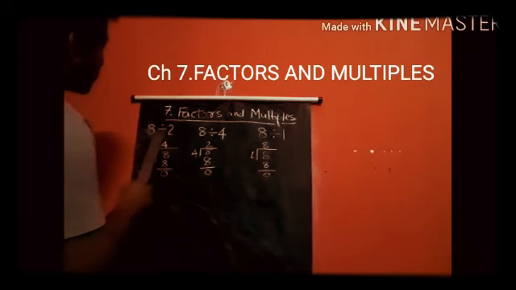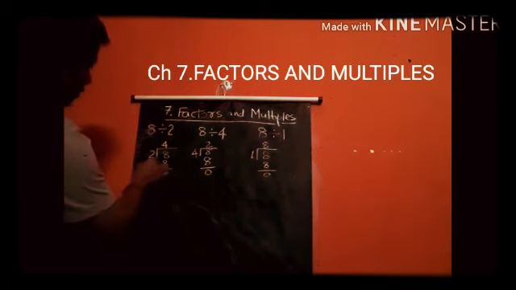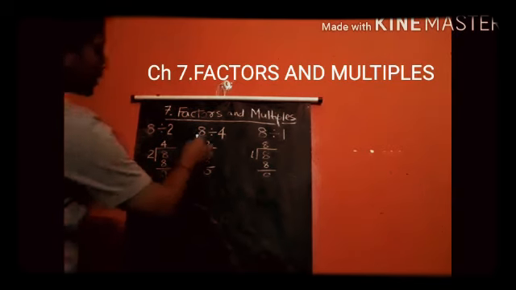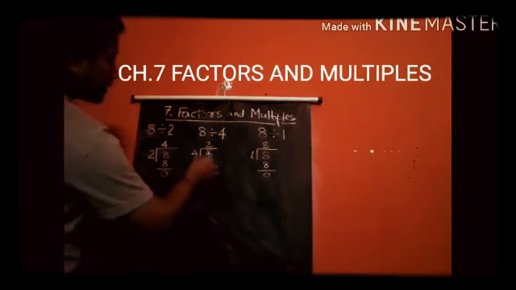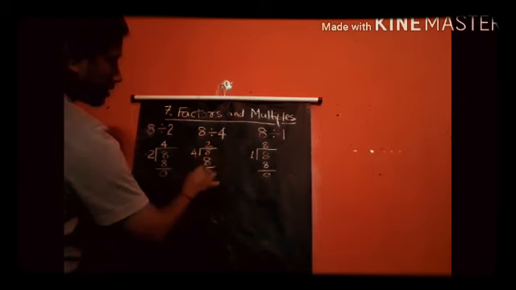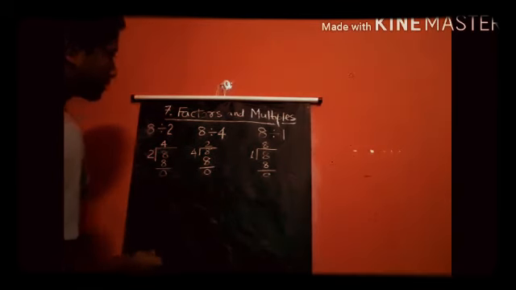8 divided by 2. When we divide 8 by 2, that is 2 into 4 is equal to 8. Remainder is 0. In the same way, we can divide 8 by 4. So 4 into 2 is equal to 8. Last class, division. So this way.